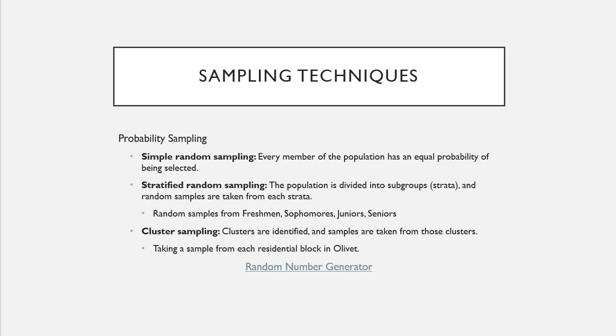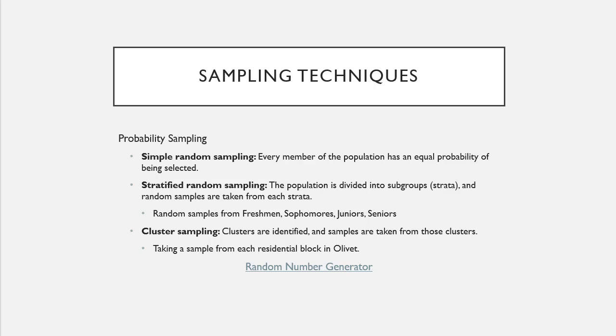Another way that we can use probability sampling is through what we call cluster sampling. Cluster sampling could be something like taking each residential block in the city of Olivet and randomly selecting 2 households from it. What we could also do is say, well, I want to know what the opinions are of how Greek members are being treated on campus. Let's say I wanted to study 50 Greek members on campus. I could take a list of all the Greek members and randomly select 50 people.